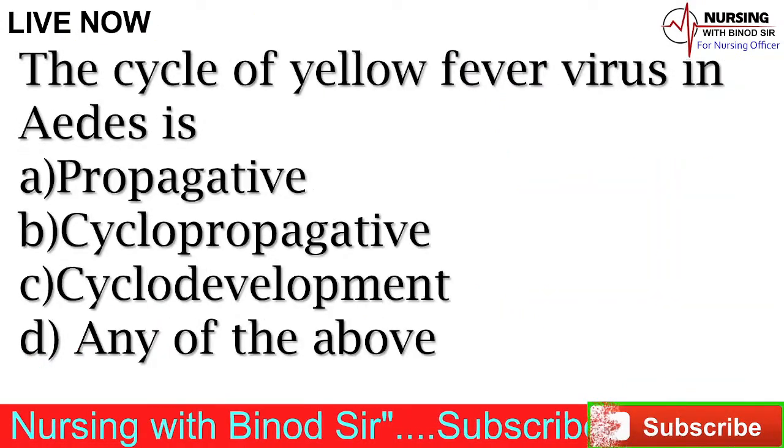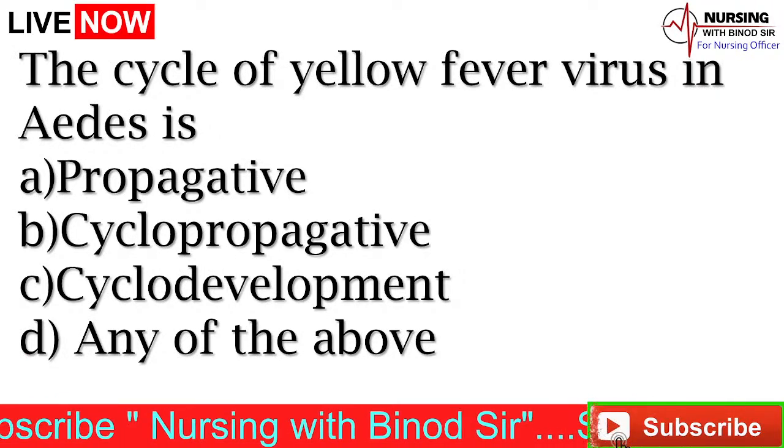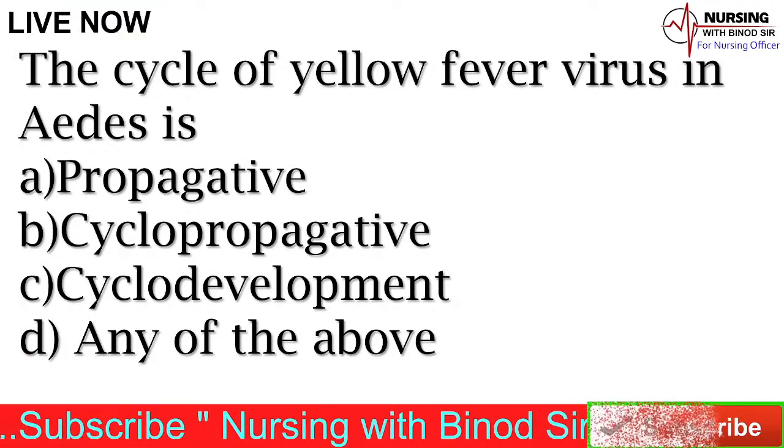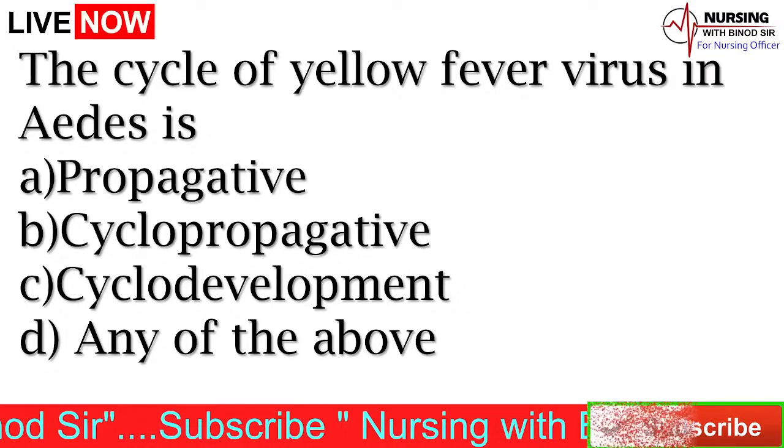Now we'll come back to the next question. The cycle of yellow fever virus in Aedes is propagative, cyclopropagative, cyclodevelopmental. Another one is any of the above.